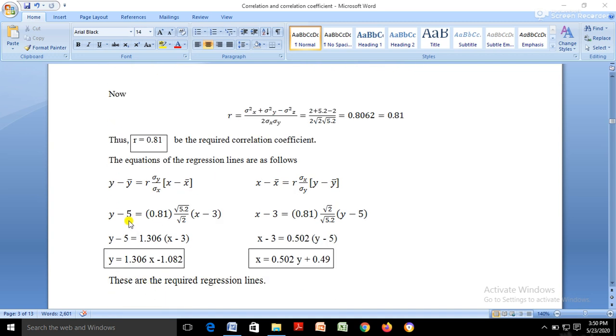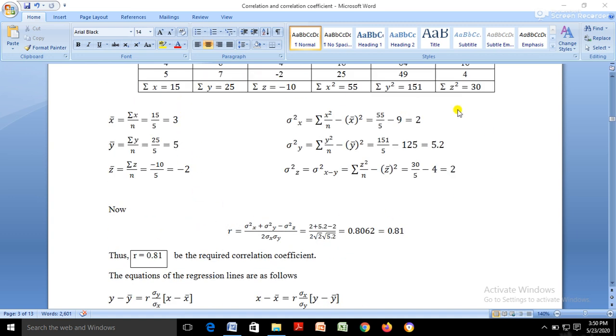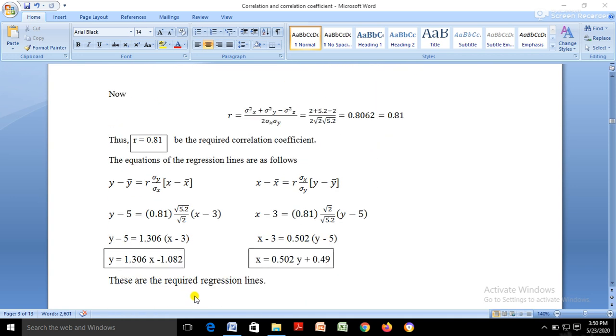We get here y minus y bar is 5, r value is 0.81, sigma y is root 5.2, sigma x is root 2, x minus 3. So from these values put here, then after simplification we get y minus 5 equal to 1.306 into x minus 3. You take 5 this side and simplify, you get y is equal to 1.306 into x plus 1.082. It is the regression line y on x.